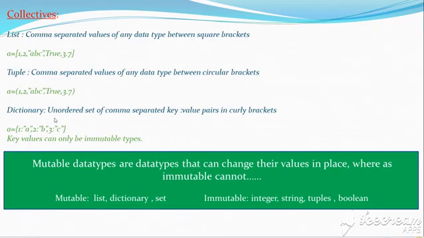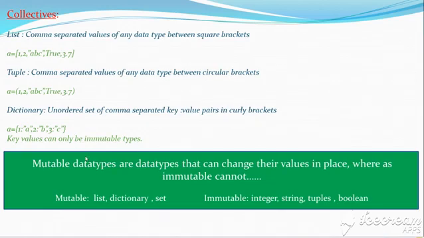Dictionary is an unordered set of comma separated key and value pairs. Here 1 is the key, A is the value, 2 is the key, B is the value, C is the key, and 3 is the key and C is the value, and they are written in curly brackets.